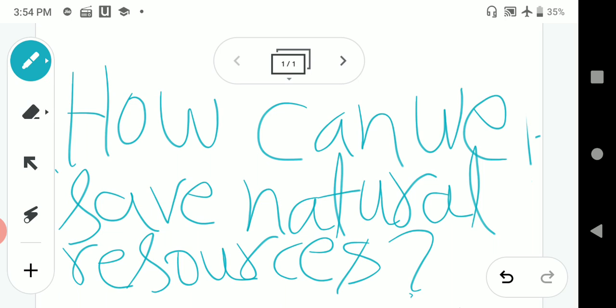You have to read this chapter properly. In the next class, we will do the exercise of this chapter.